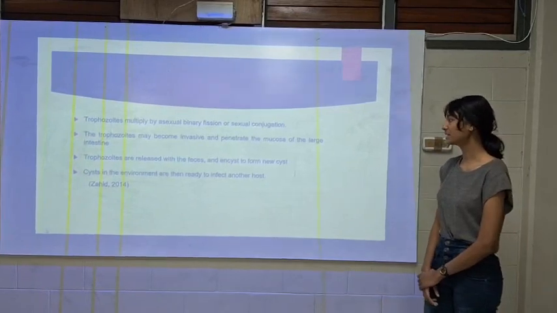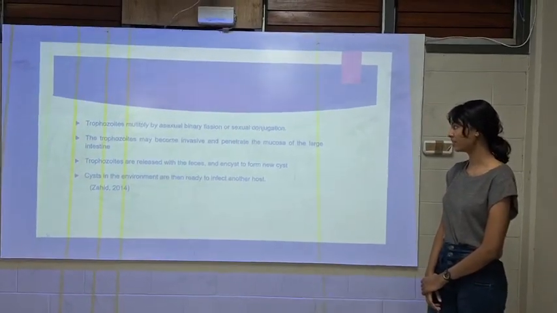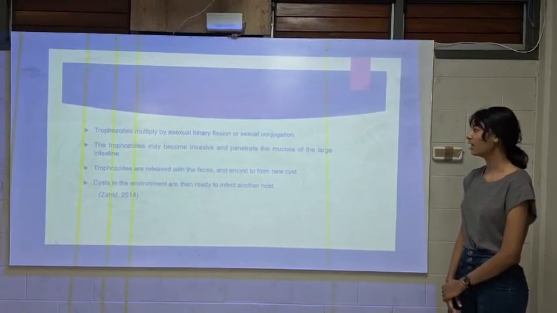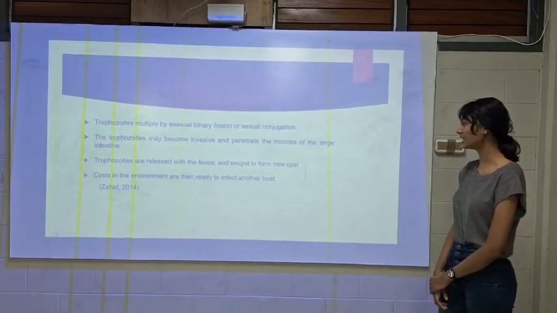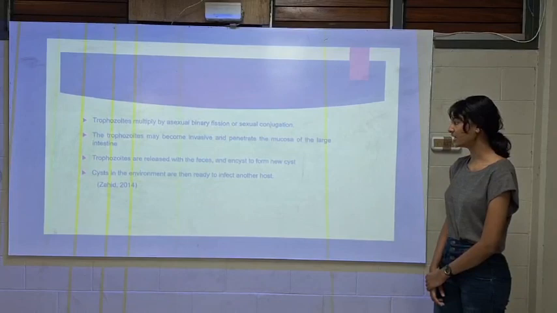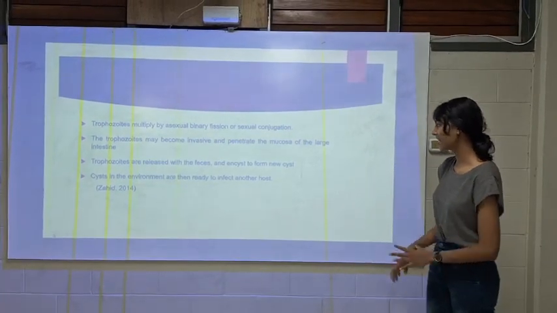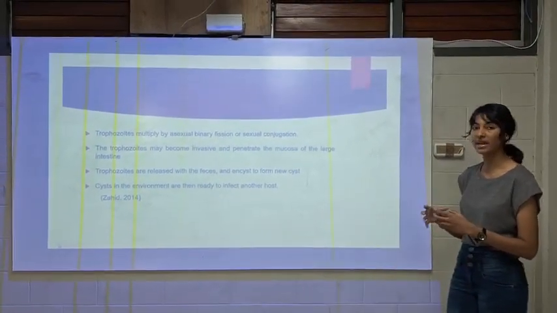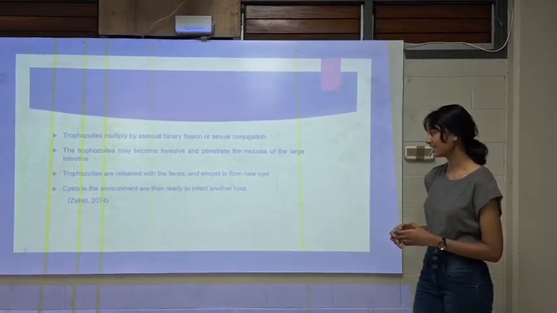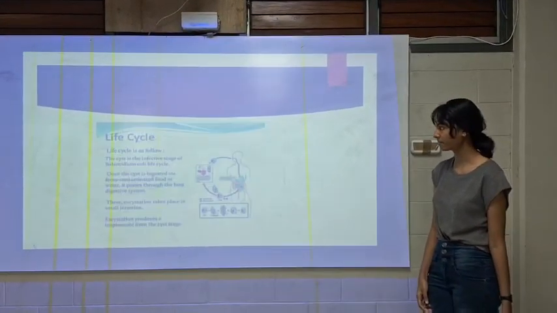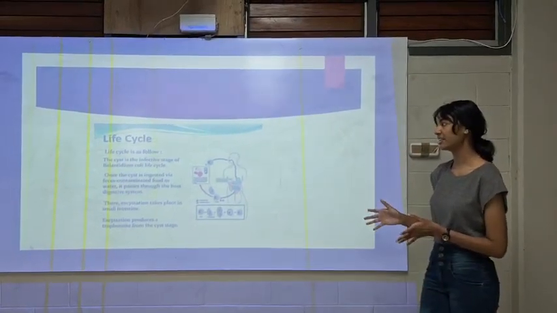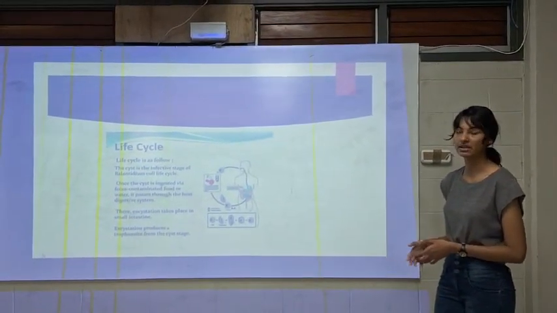The trophozoites multiply by asexual binary fission or sexual conjugation. The trophozoites may become invasive and penetrate the mucosa of the large intestine, and some encyst to form new cysts. Cysts in the environment are then ready to infect another host. This is another diagrammatic form of the life cycle of Balantidium coli.